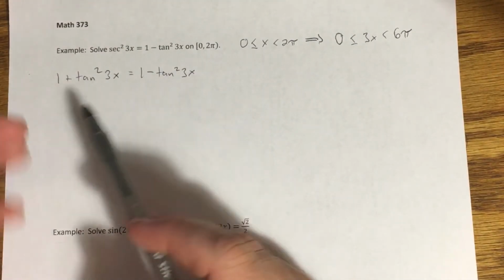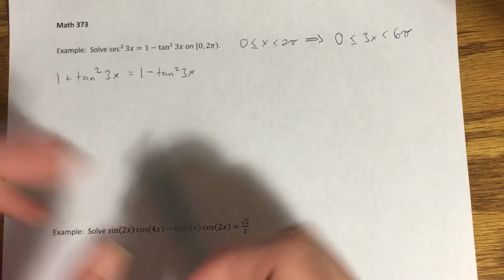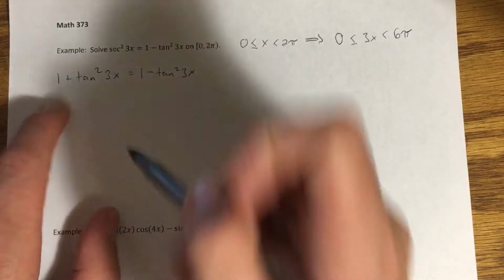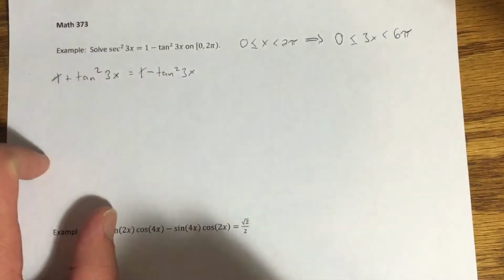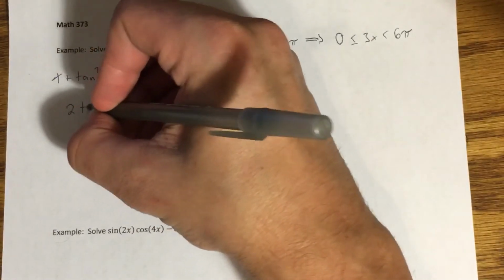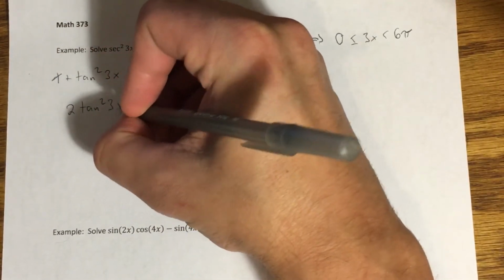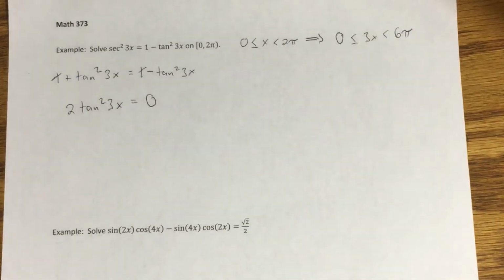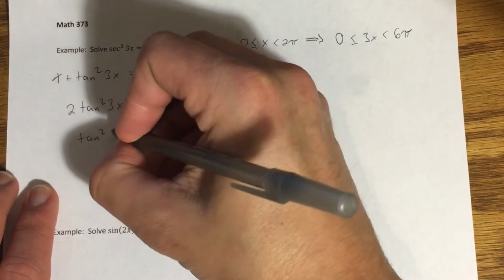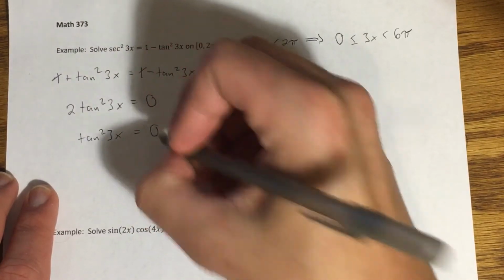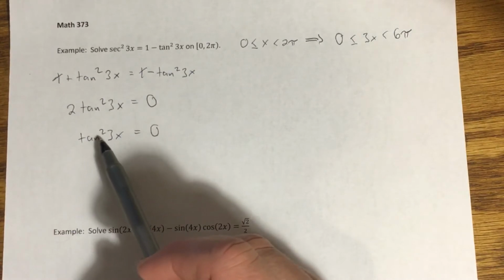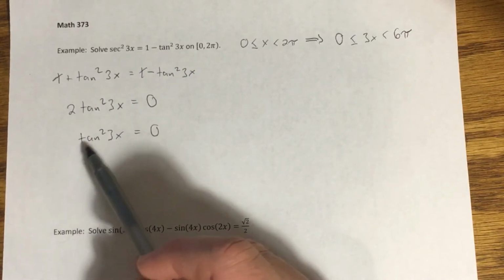Okay, so how do we solve this? Let's try to simplify by getting all of my tangent squareds on the same side. Notice if I were to subtract 1 from both sides, each of these just cancel each other out. Then if I add the tangent squared over here, I get 2 tangent squared of 3x equals 0. And now I can divide by 2 and simply get tangent squared of 3x equals 0. So I'm still not quite there because I need tangent. I don't need tangent squared.